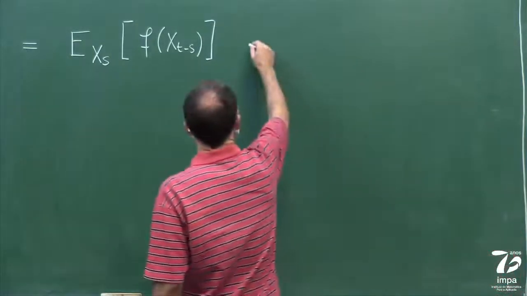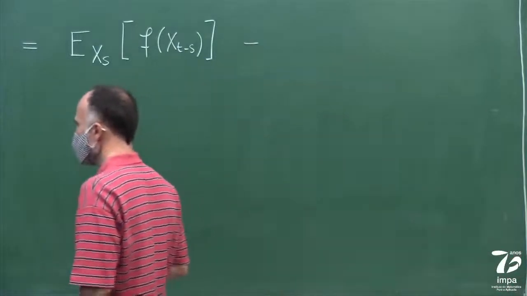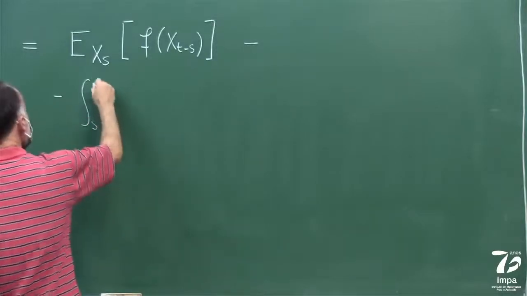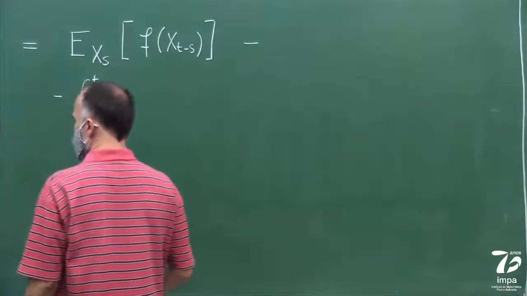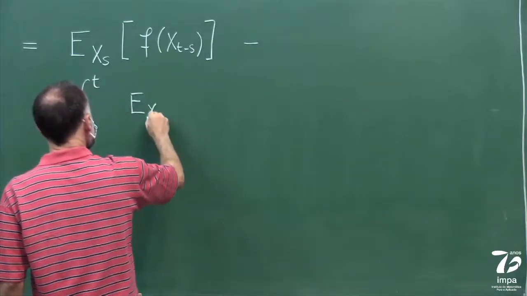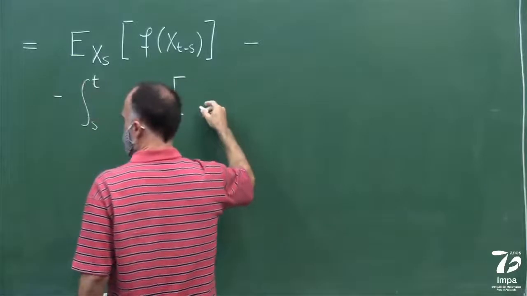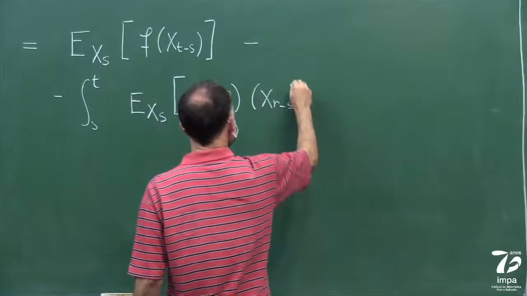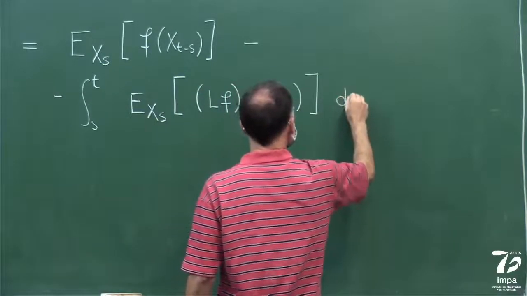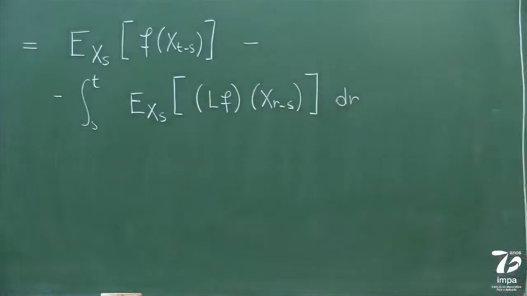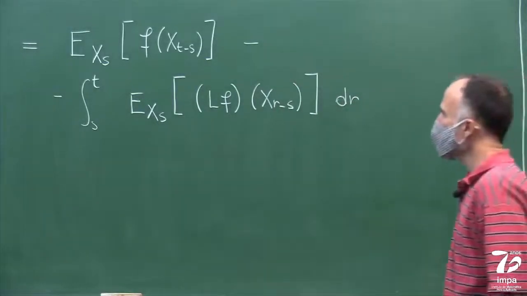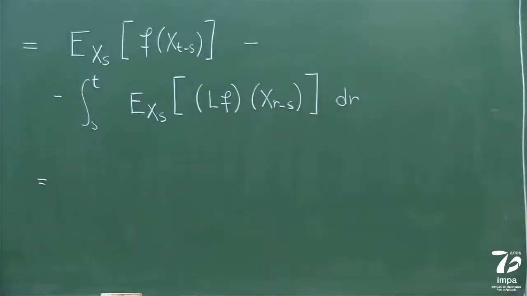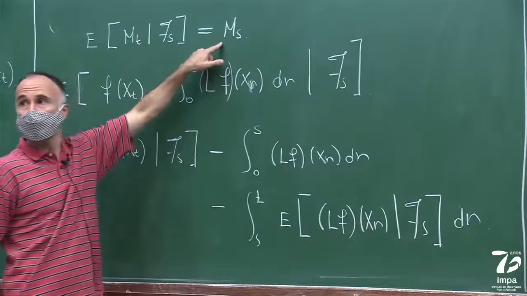Then there is a second term, which I don't touch. And there is this third term, for which I will again use the Markov property. So this is starting from xs, now Lf at x_{r-s}. All right? And what I want to prove is that this conditional expectation is MS.